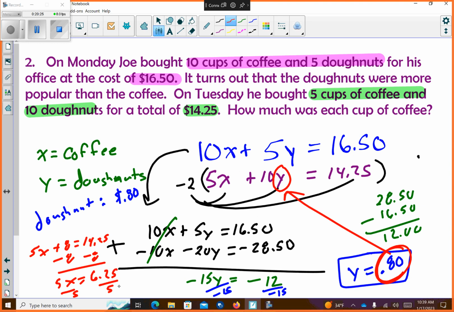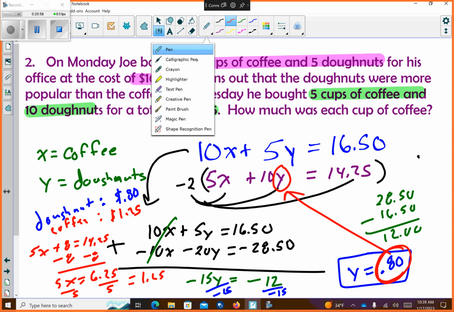How much? 1 point something, okay. Anyone got a calculator doing it real quick? 6.25 divided by 5? 1.25. All right, so each cup of coffee, this sure and heck isn't Starbucks, is going to cost us $1.25. So our buddy Joe dropped $1.25 for each cup of coffee he bought, and 80 cents for each donut he bought. We solved it. Here's our answer.